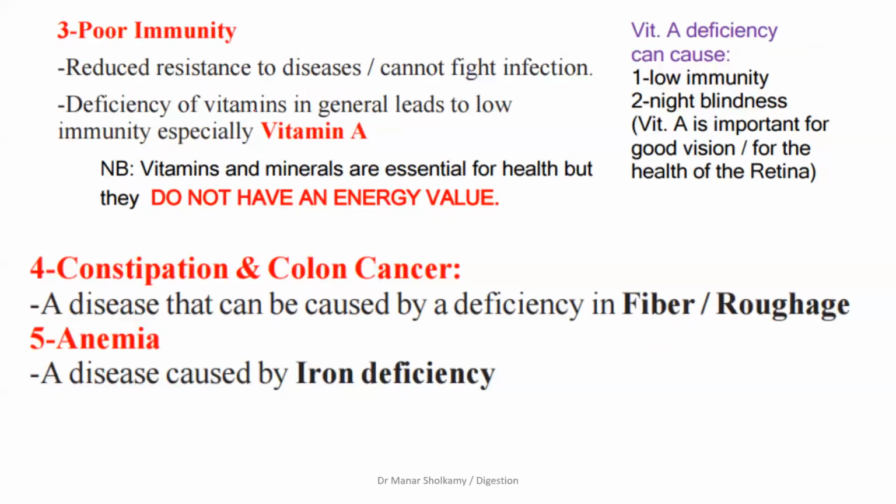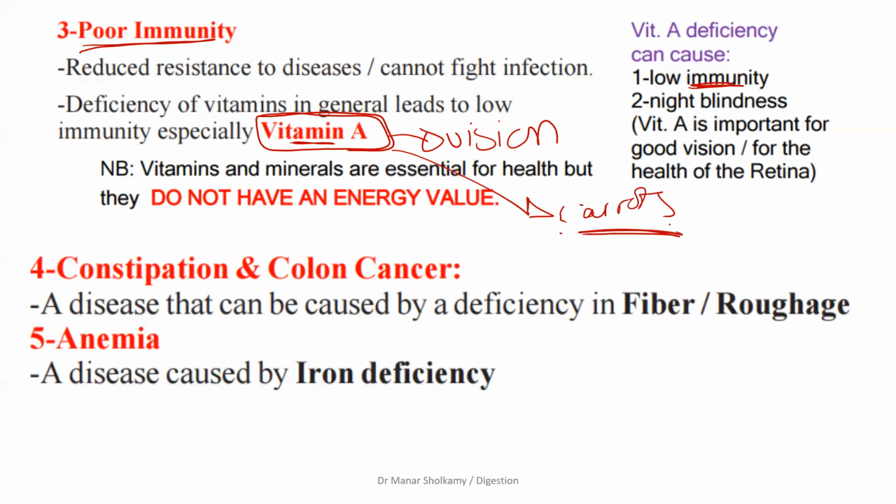Now, vitamin A. Vitamin A is also a very important vitamin for strong immunity and for healthy vision. So if you don't have enough vitamin A in your diet, you will suffer another deficiency disease, which is poor immunity and poor vision. Vitamin A is very important for your immunity and for your healthy vision. Vitamin A, by the way, is found in carrots. That's why they tell you to eat lots of carrots, because carrots are good for your eyes.